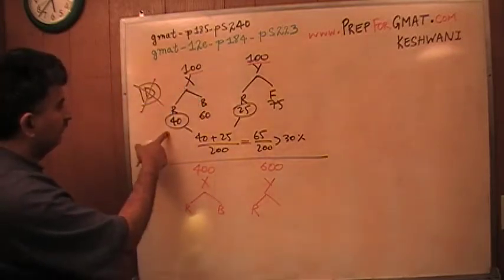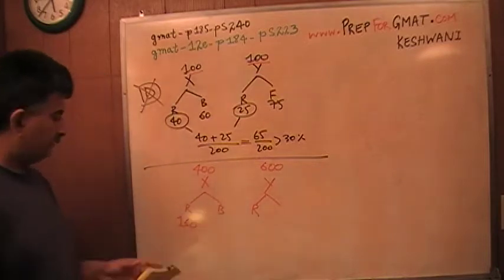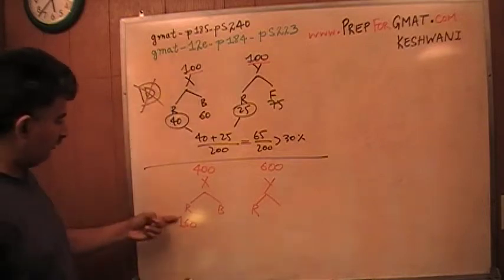Ryegrass, I'm told, is 40%. 40% of 400 is 160. And how do I know that? Because 40% of 100 is 40, so it's just 4 times as much. 4 times 40 is 160.